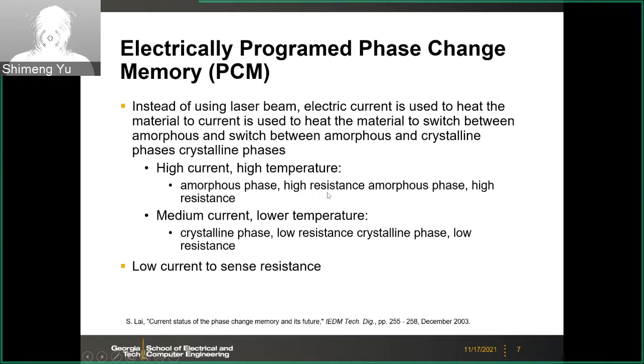state, HRS. And if we use a medium current to gradually heat up the amorphous state, it will change to the crystalline state after some time, and this will return to the low resistance state. So when we read out, we use a small current or small voltage to sense the difference in the resistance. So that's the principle of the phase change memory. Any questions so far?